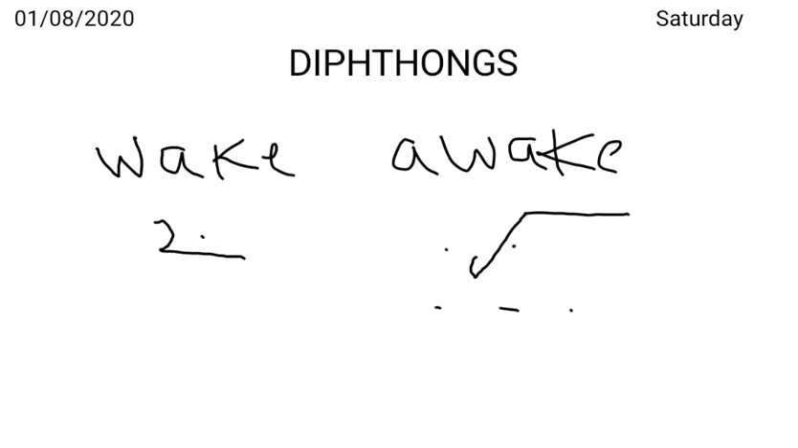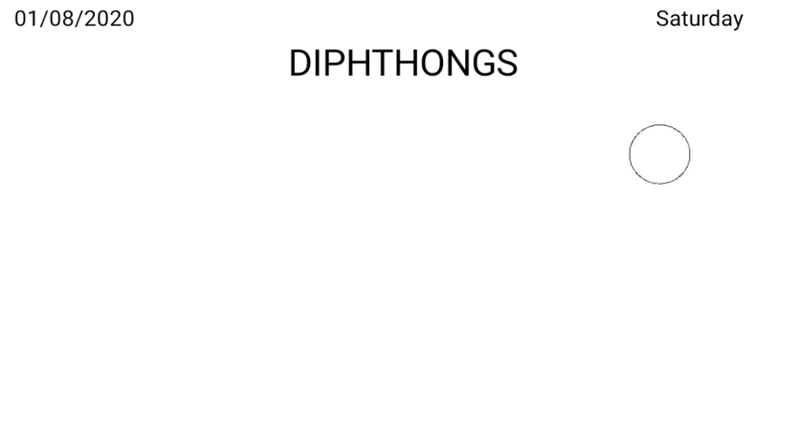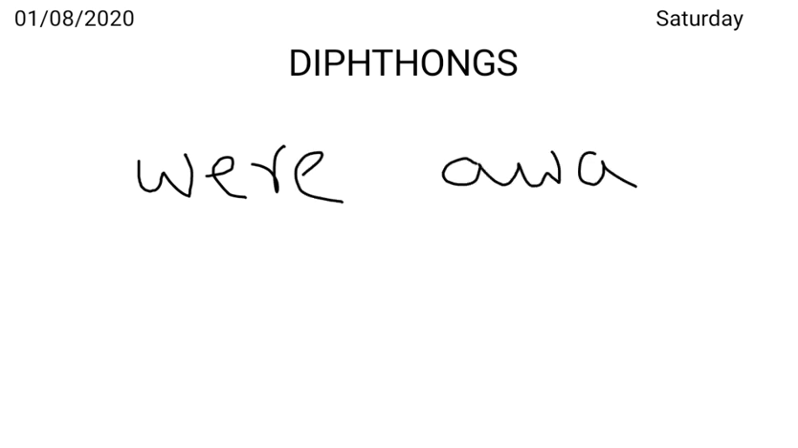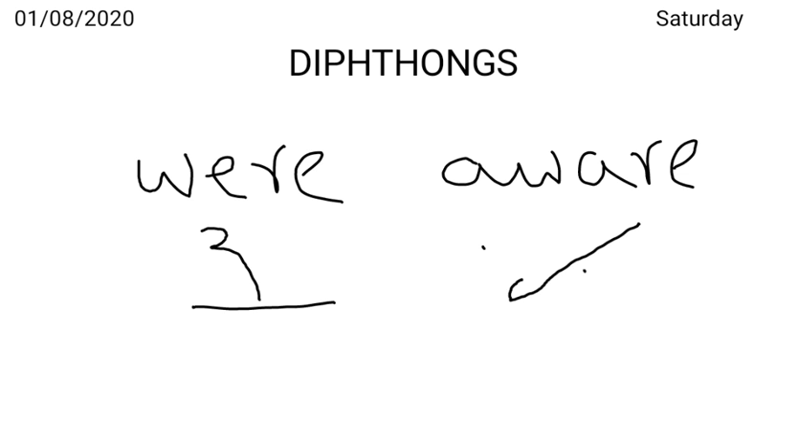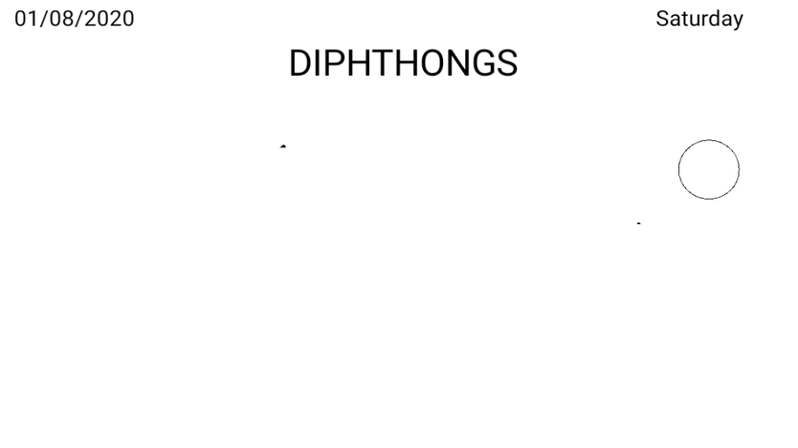In the same way, were, aware. Were, you can write right semicircle, downward R. There is no vowel before W. But in aware, before W, a vowel is there. In that case, we represent W in full. Way and ray, where. Wake.